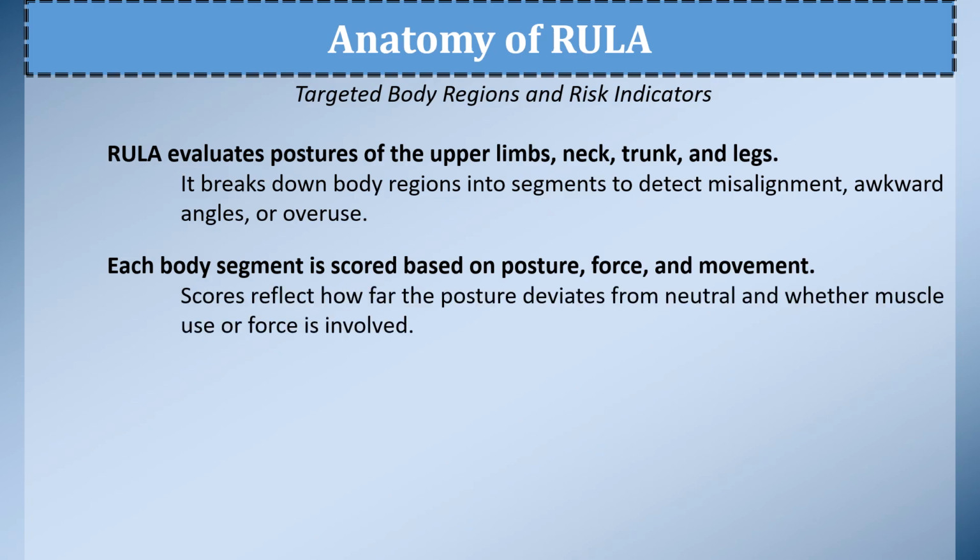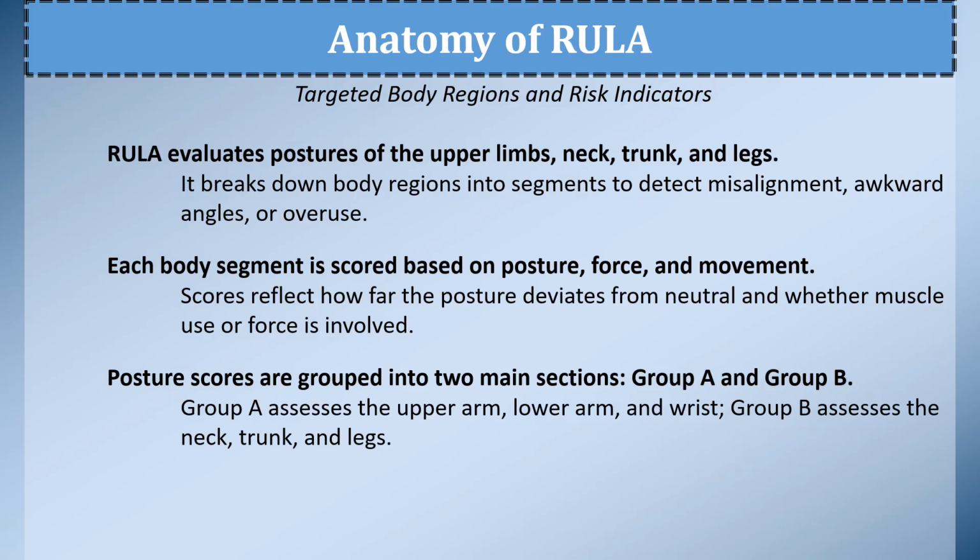Each body segment is scored based on posture, force, and movement. The scoring is detailed. For example, a bent wrist or twisted neck gets a higher score due to its deviation from a natural low-risk position. Additional points are added if the posture is held for a long time or involves forceful efforts.